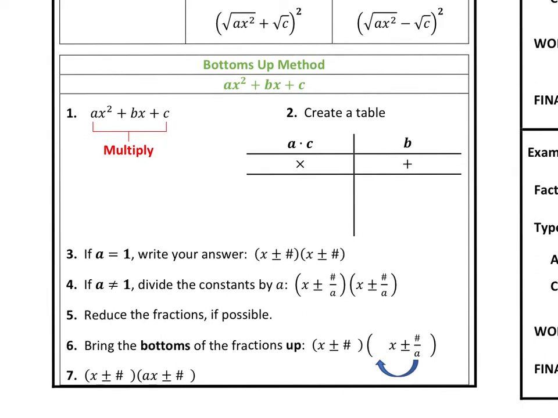And the table method is the one where we multiply the first and the last term, and we try to figure out what two numbers multiply to give you the first times the last, and then those two numbers have to add up to give you the middle. And then there's two situations: if the first number is 1, or if it's not 1, then we have to divide. So we're going to be going over that as well. All right, so let's go ahead and jump into the examples.